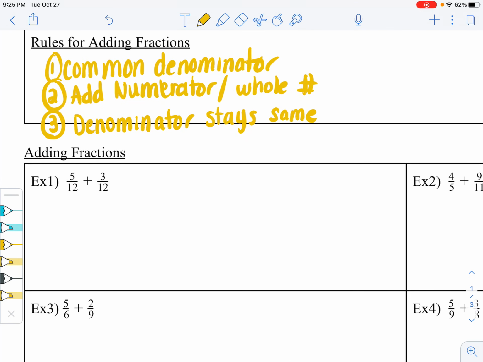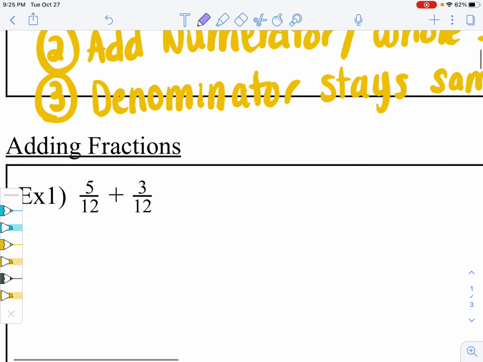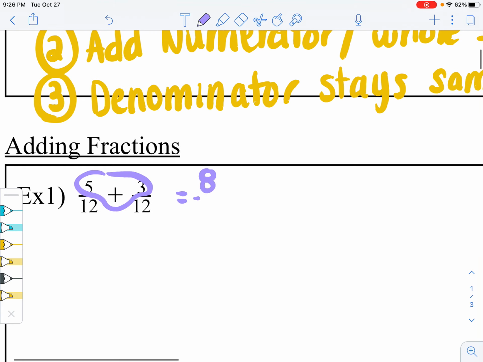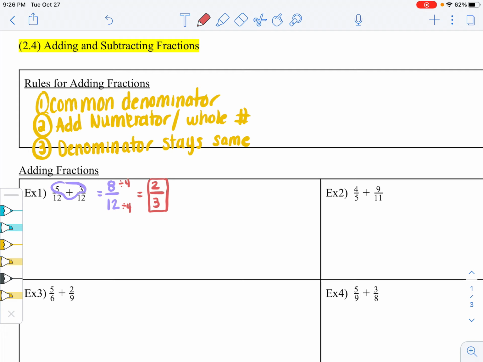So in example 1, we already have a common denominator of 12. So what we're going to do is add our numerators. We have 5 plus 3, which is 8. And we're going to keep our denominator the same. It's important that we always make our fractions in simplest form. We need a number that goes into both 8 and into 12. And I know that 4 goes into both of these numbers. 8 divided by 4 is 2, and 12 divided by 4 is 3, making our final answer 2/3.